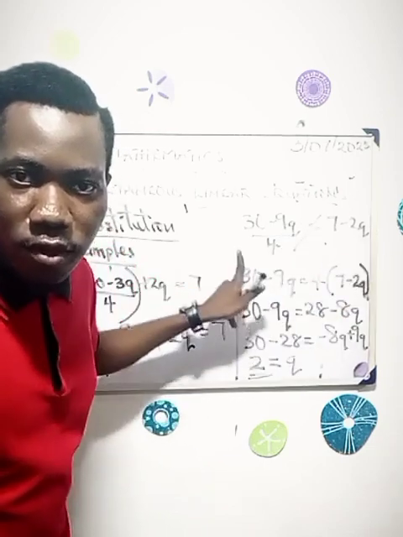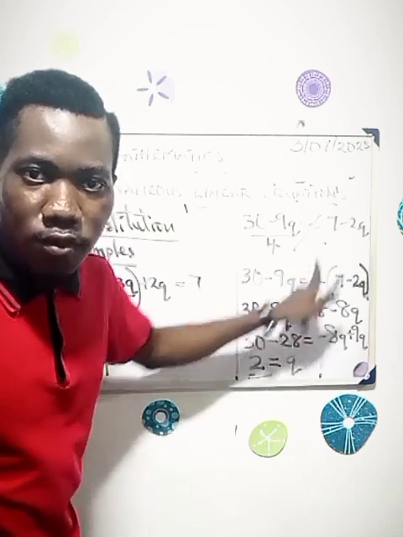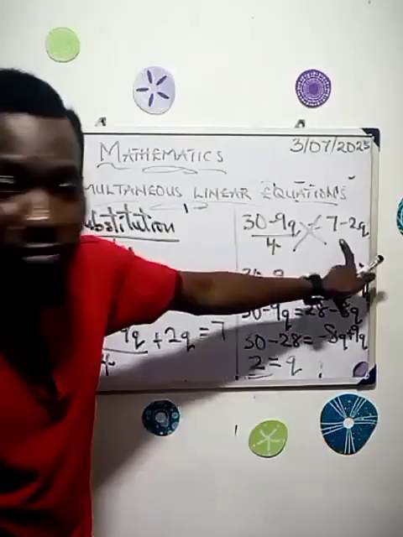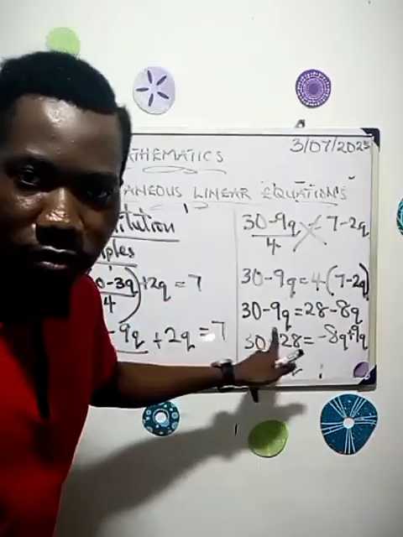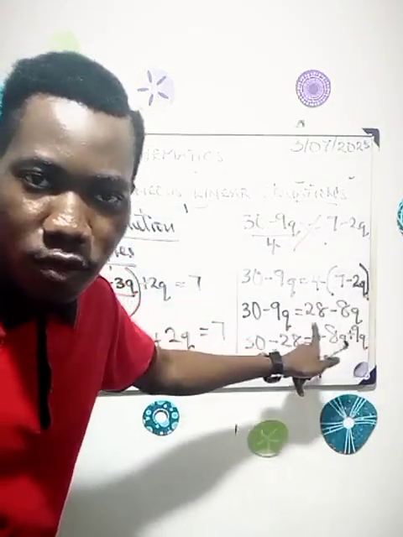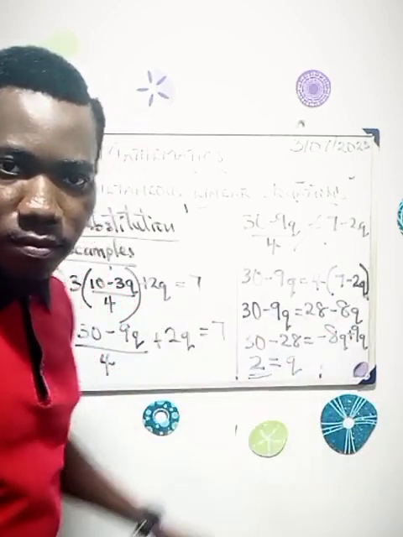So it multiplies this. So 30 minus 9q, we get 30 minus 9q times 1 rather, equal to now 4 times this. That's what we have here, 4 bracket 7 minus 2q. So 30 minus 9q equals 4 times 7, 28, 4 times minus 2q, minus 8q. And that's it.